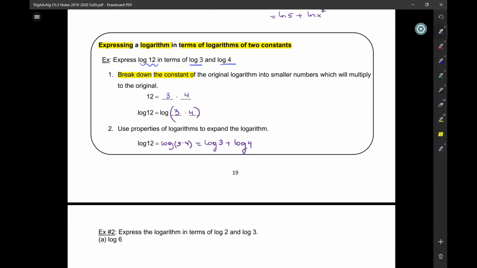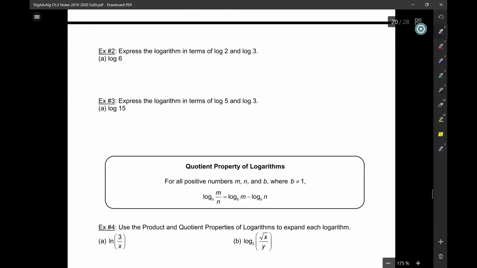All right, let's do one here. Log of 6, right? We have to express it in terms of log of 2 and log of 3. So let's do log 6. 6 is what? 2 times 3. So this is log 2 plus log 3.